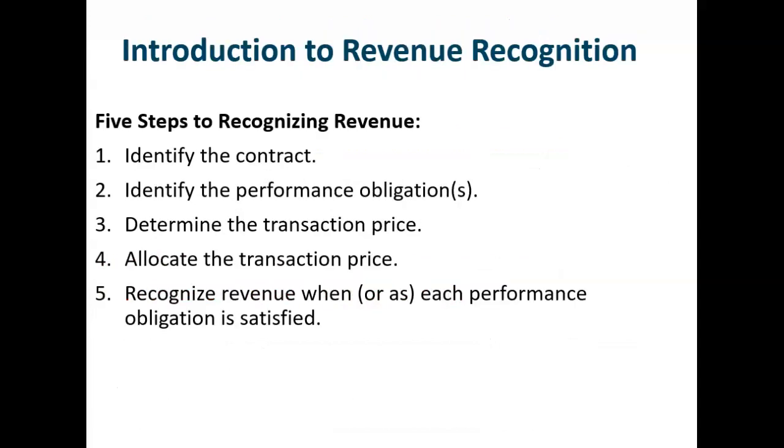As discussed at the beginning of Chapter 6, there are 5 steps to recognizing revenue. Identify the contract, identify the performance obligations, determine the transaction price, allocate the transaction price, and recognize revenue when or as each performance obligation is satisfied.